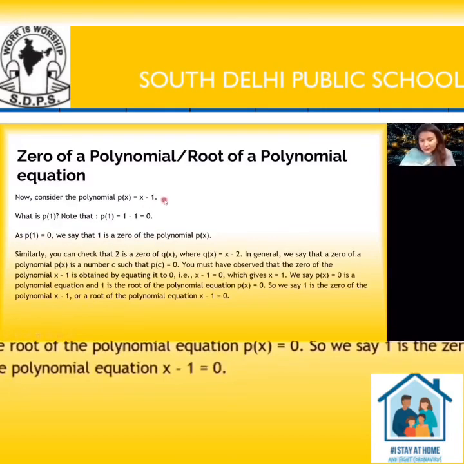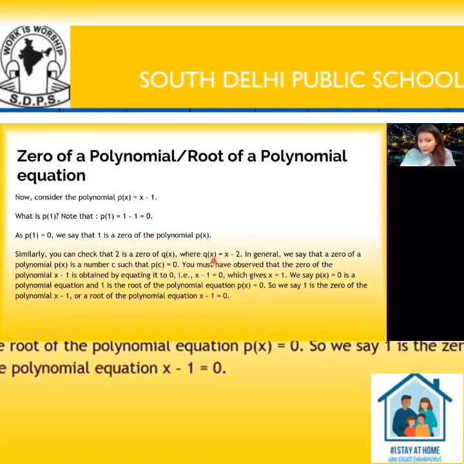See, this is x minus 1. So what will be the value of x so that the polynomial becomes 0? Obviously, if x is 1, then 1 minus 1 is 0. Then p(1) is 0. Therefore, we say 1 is a zero of the polynomial p(x).